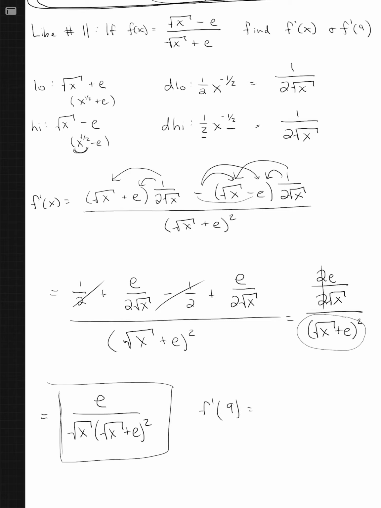And f prime of 9 is going to be e over the square root of 9 times the square root of 9 plus e squared. All right, so this would be our final answer for f prime of 9.